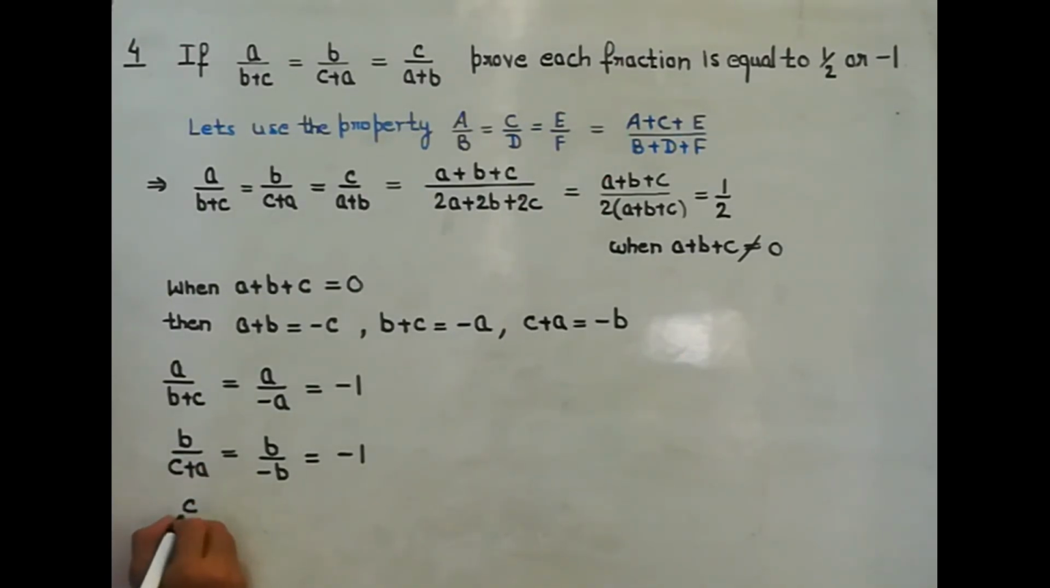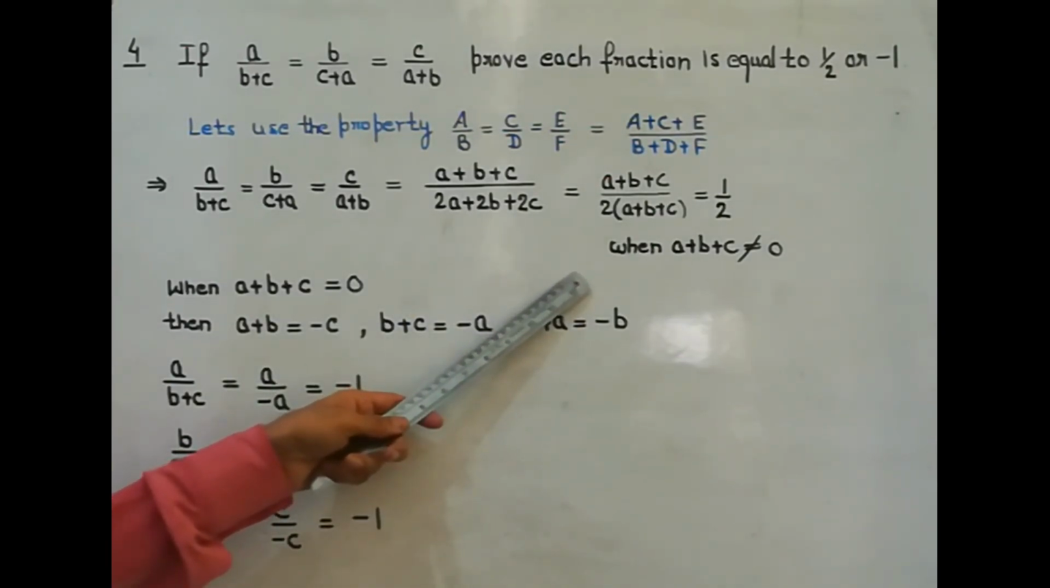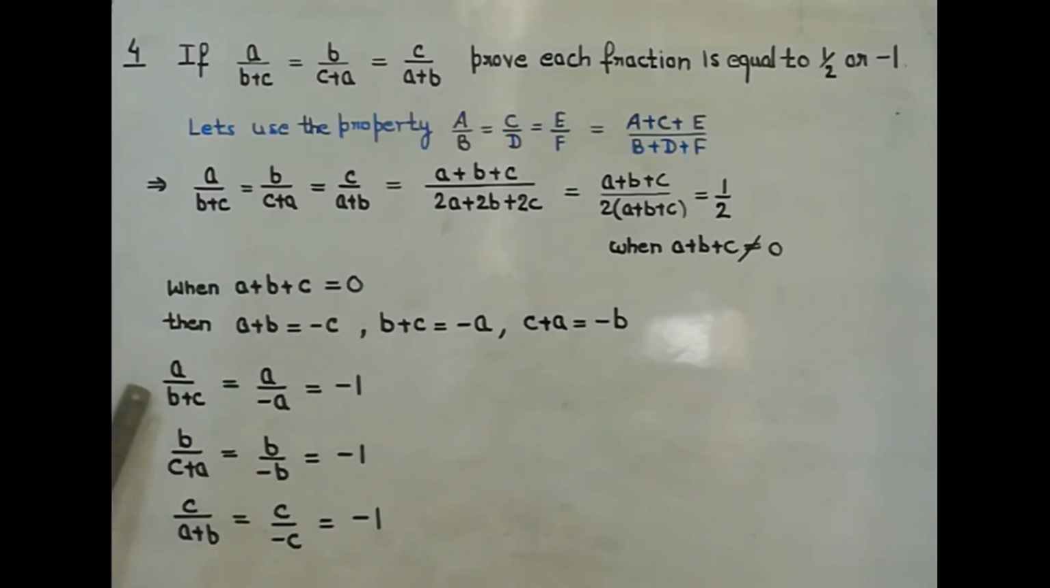And the third one, c upon a plus b. Now in this one, a plus b can be replaced with minus c. So we have shown that each of the ratio is equal to half under the condition a plus b plus c is not equal to 0, but if a plus b plus c is considered equal to 0, then each of the ratio will be equal to minus 1. So this is clear to you. So you can pause and note it down.